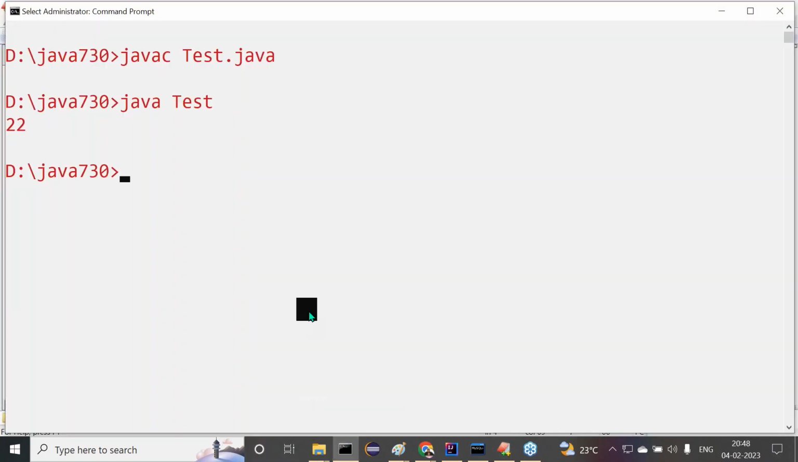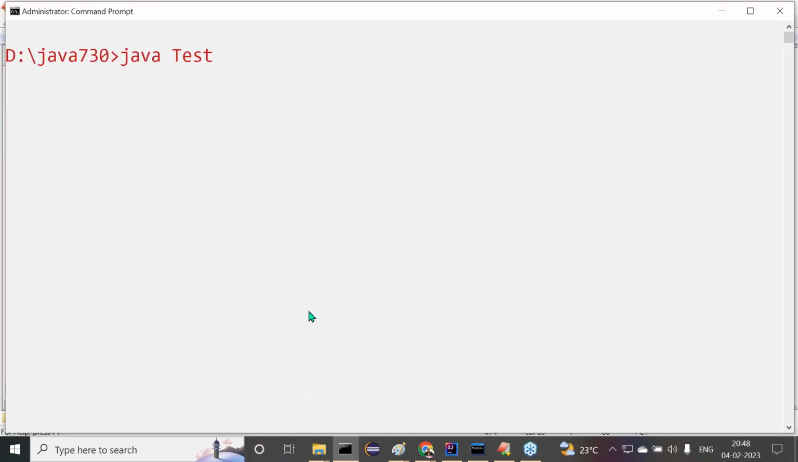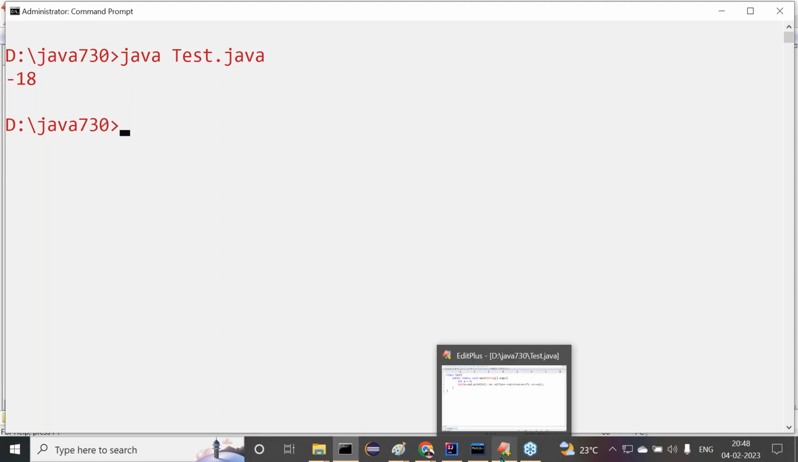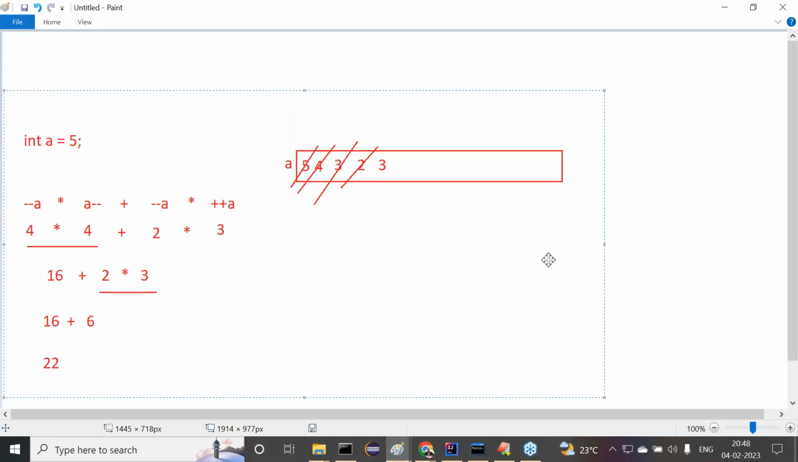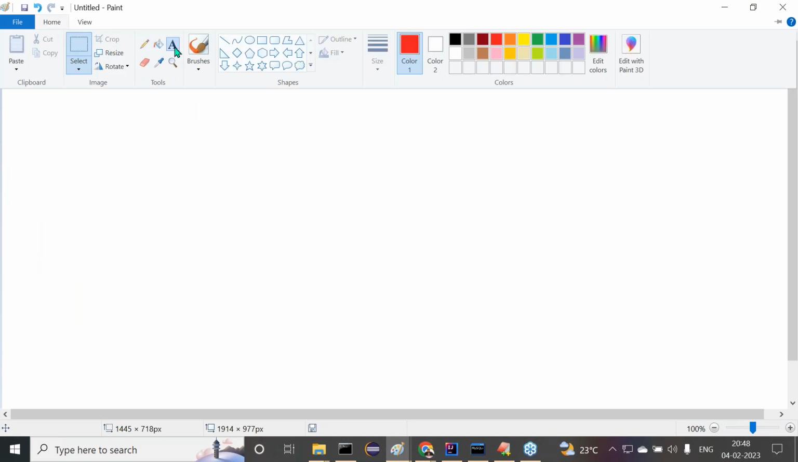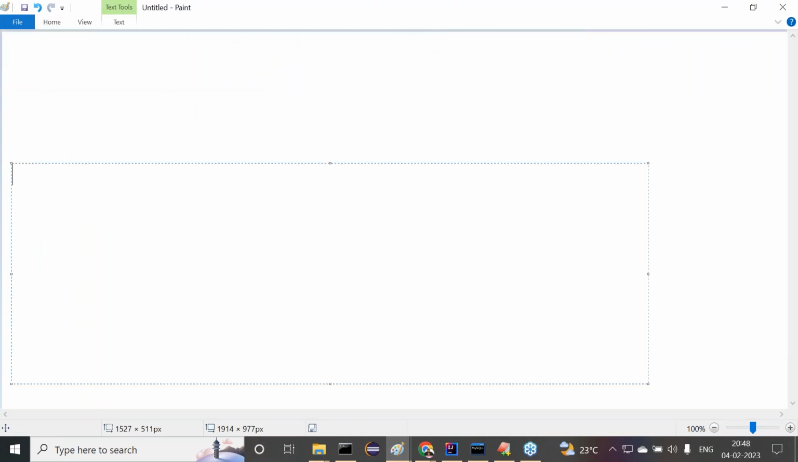Right. So now let's see this. Let me compile and execute it: java Test.java. Minus 18 is the right answer. Fine. Let me explain this. The a value is 6. The expression is available like this. Let me separate all these things like this so that we are able to get some clarity on it.